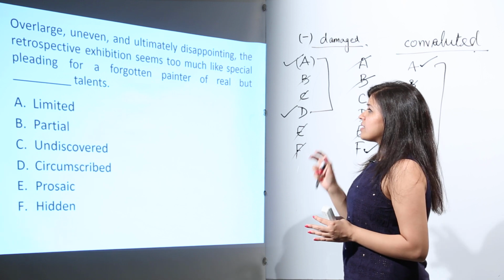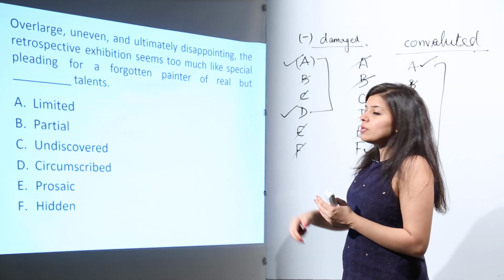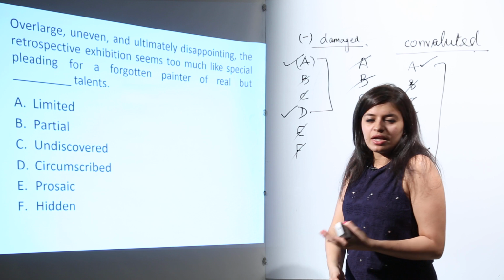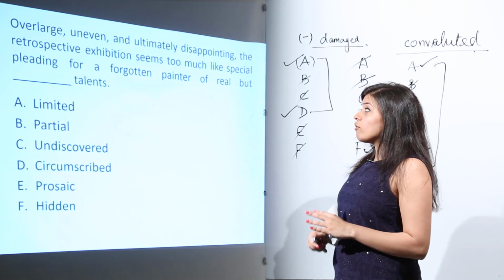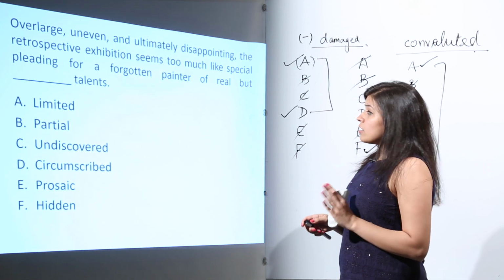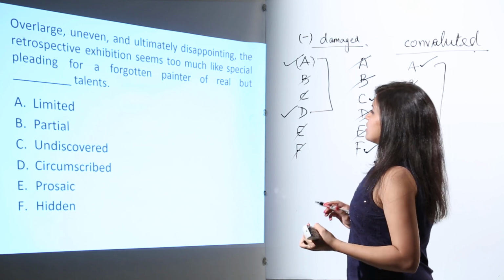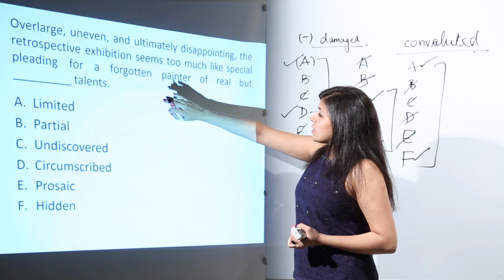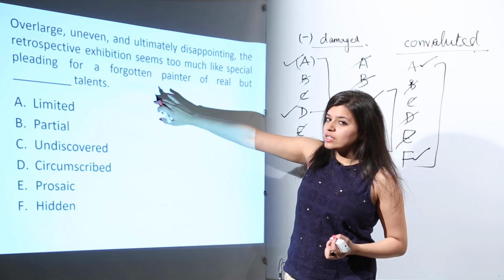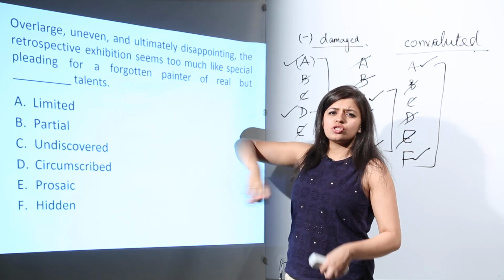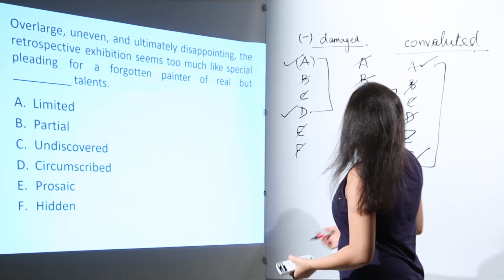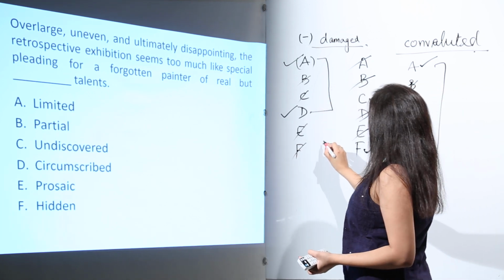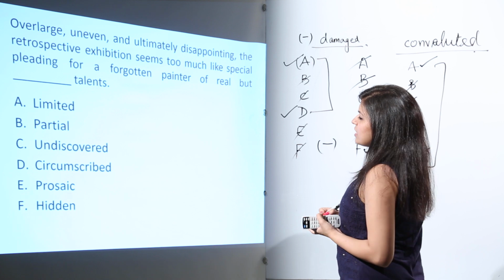Now it says the retrospective exhibition seems too much like special pleading, meaning they are pleading for a forgotten painter of real, but now we can easily see the keywords. The keyword is disappointing. Disappointing means that the painter has real talents but is not very talented. So we can easily say that this has a negative connotation. Now let's see the words that come here.